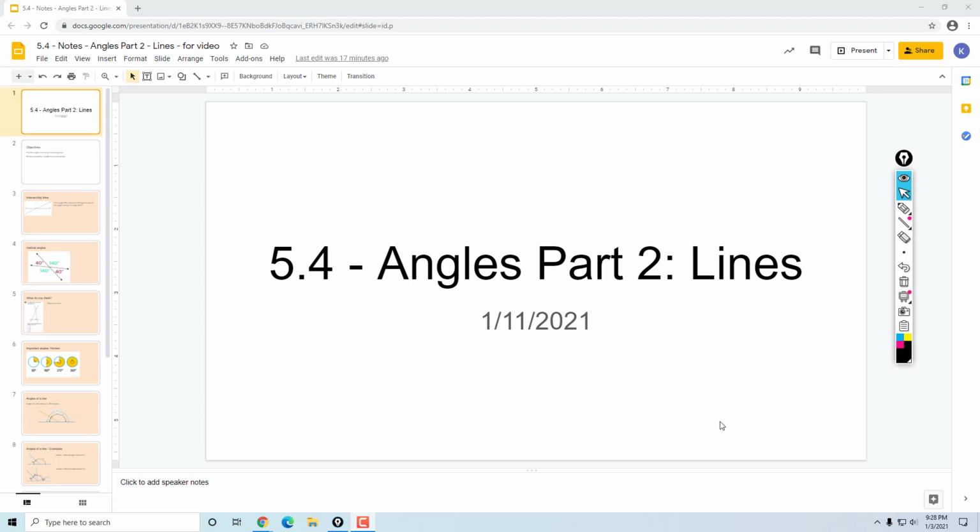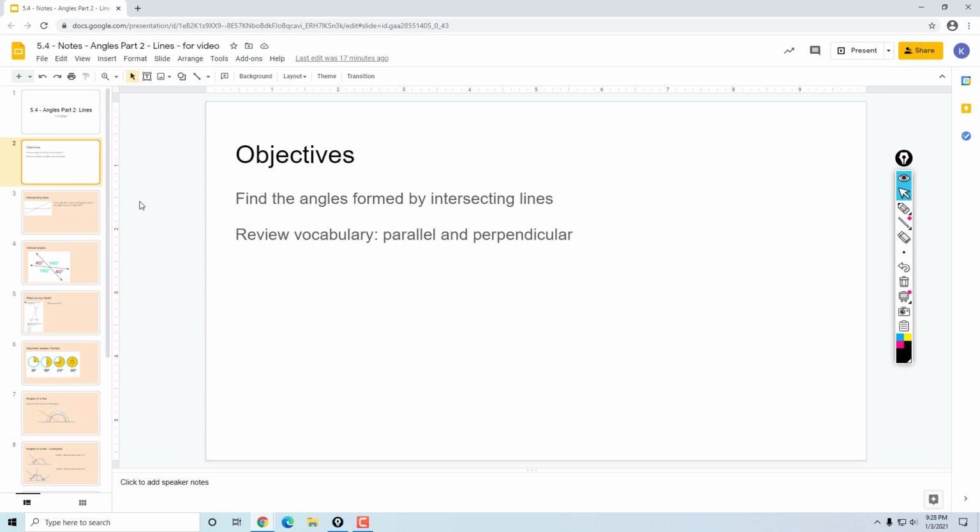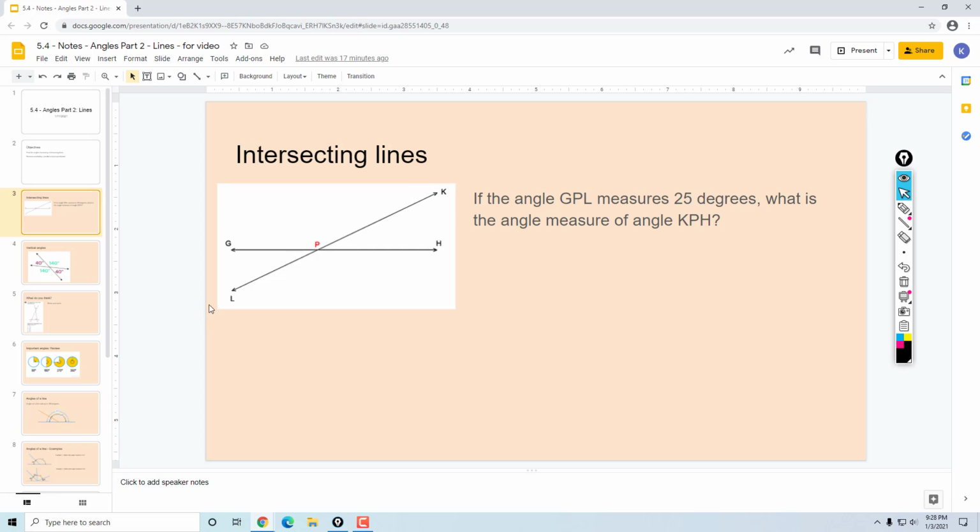5.4 Angles Part 2: Lines. We are going to find the angles formed by intersecting lines. These lines are called intersecting lines. If the angle GPL, that means G and then P and then L, is 25 degrees, what is the angle measure of KPH?